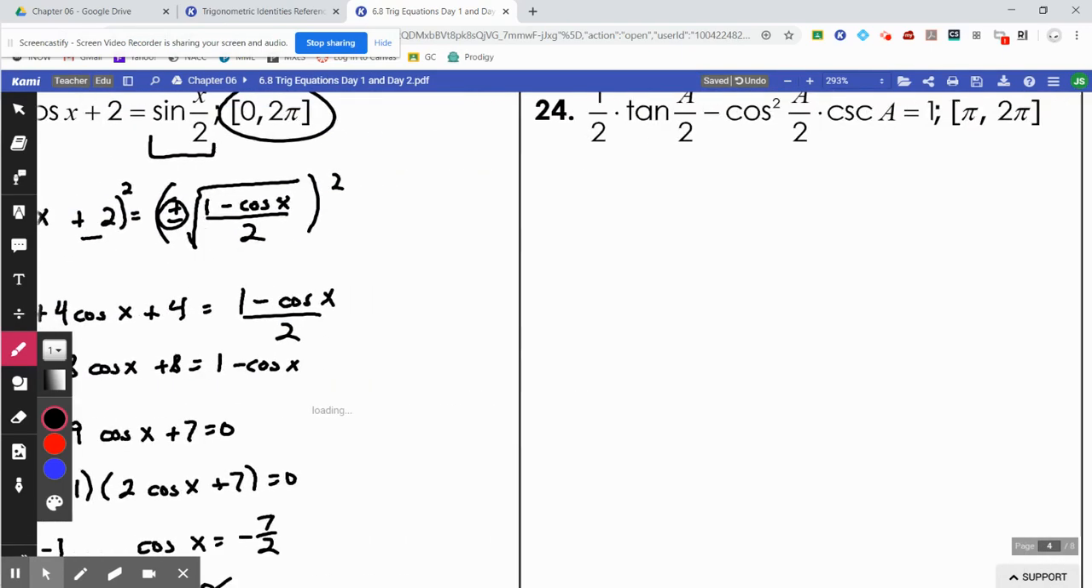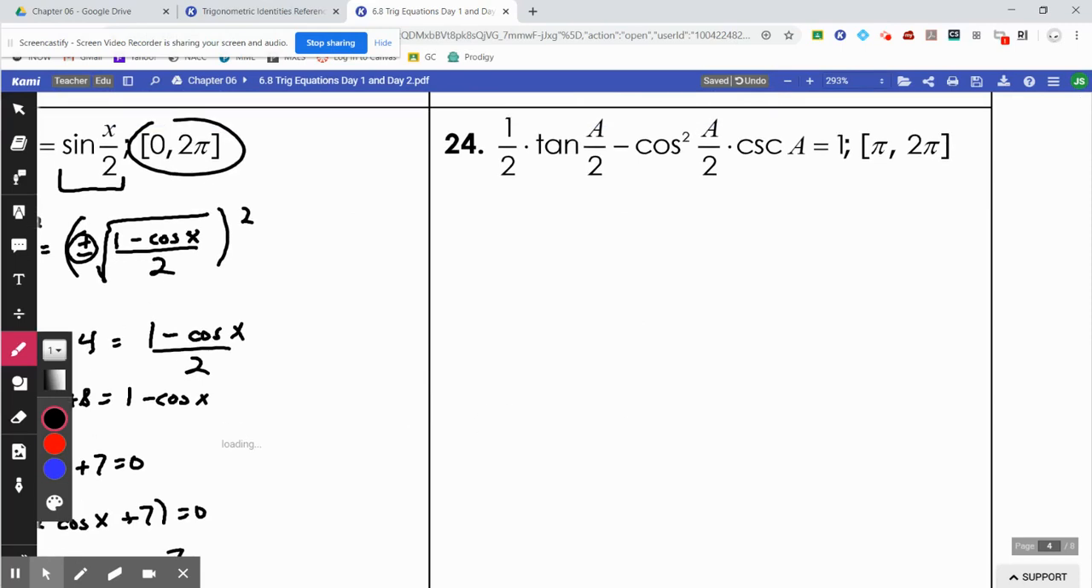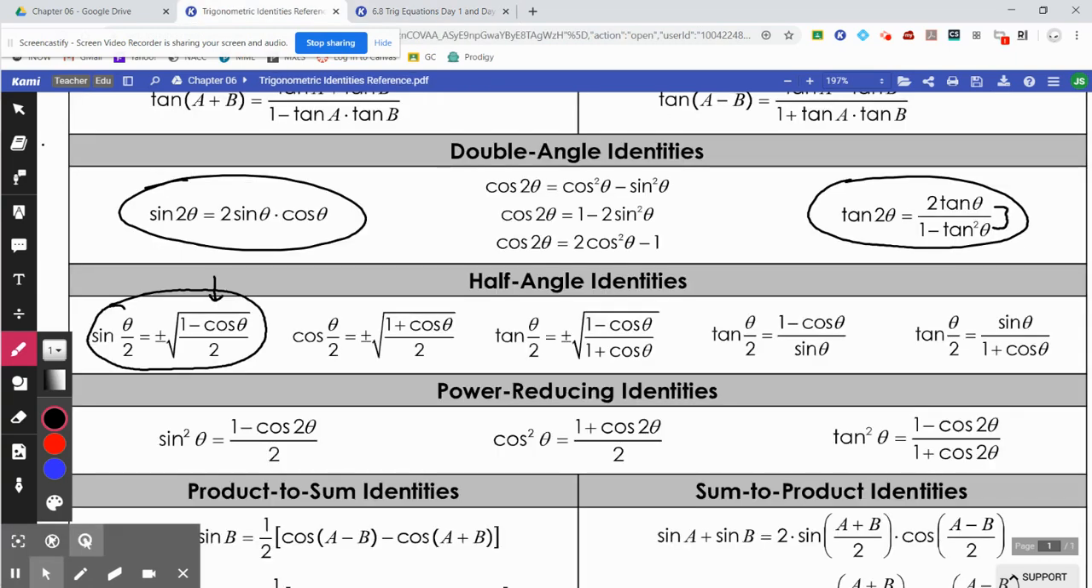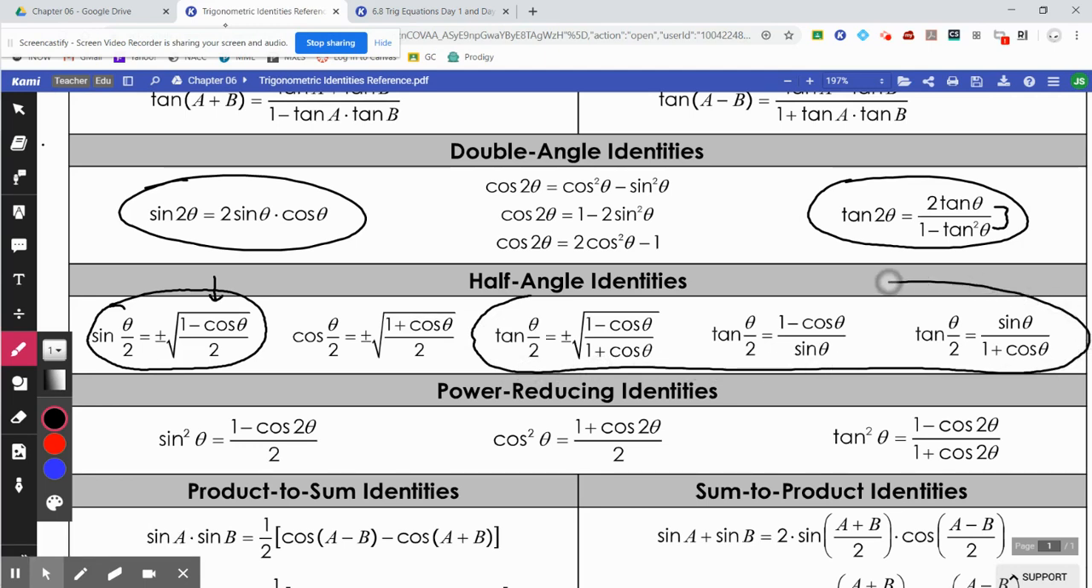Number 24. 1/2 tangent of a over 2 minus cosine squared a over 2. So you actually have two different half angles here. And a reminder also, tangent of a over 2, let's go back over here. Tangent of a over 2, there's 3 different formulas we could use for that. Okay, so that I don't have to deal with that plus minus. However, I'm going to, and this is going to be experimental. You might try one and it doesn't work and you have to try a different one. I'm going to replace it with this one, and I'll show you why as we go.